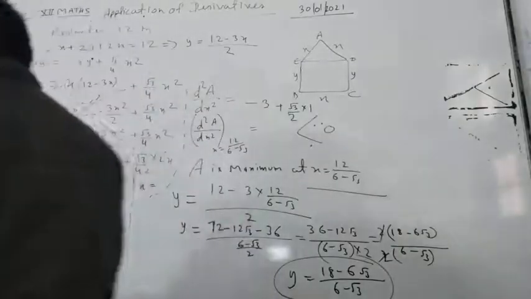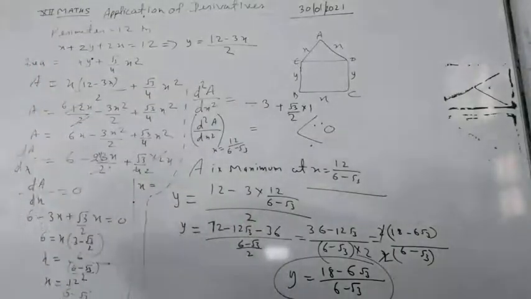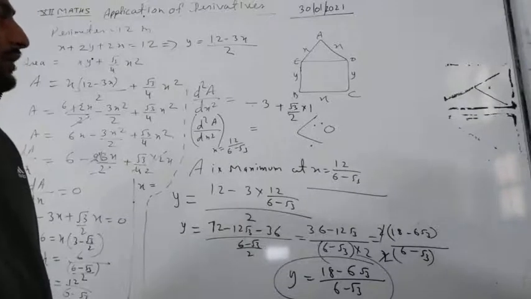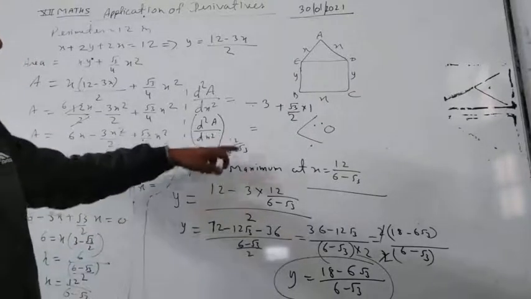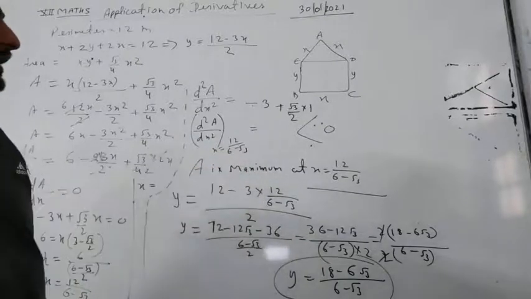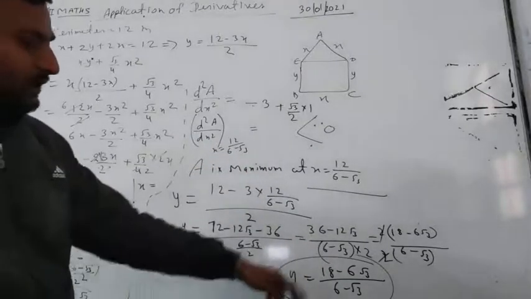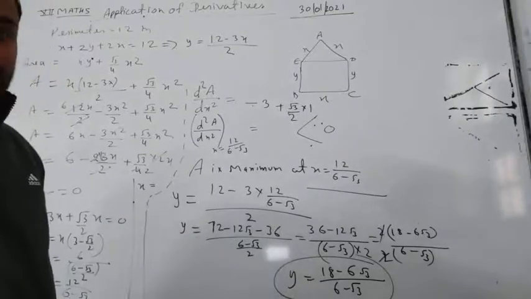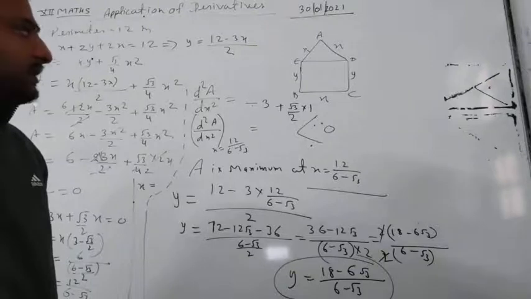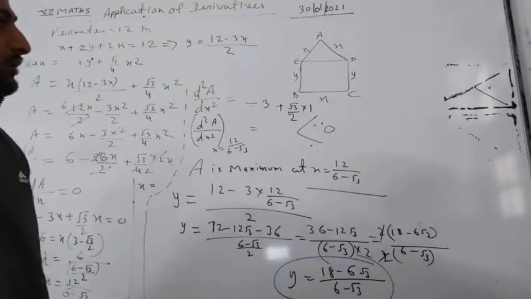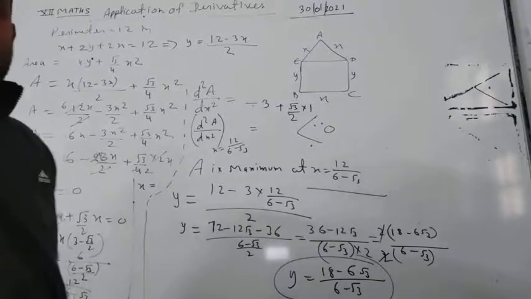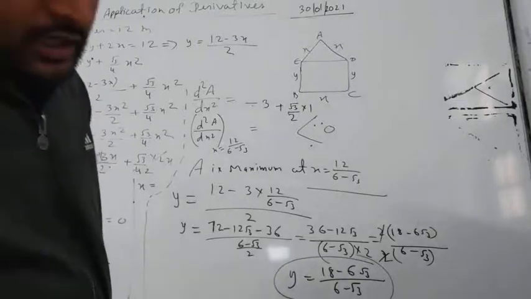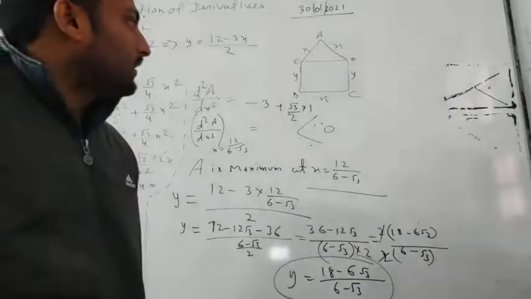Okay students, so the dimensions of this window: the length of the rectangle is 12/(6 - √3), and its breadth is (18 - 6√3)/(6 - √3). So I hope you understand students. We have been given a window whose perimeter is 12, and we have to find its maximum area. The window is in the form of a rectangle surmounted by an equilateral triangle.